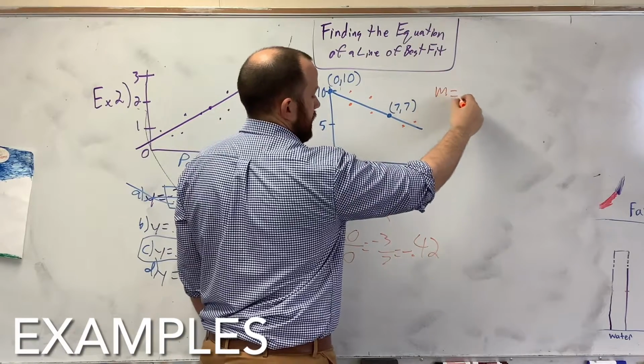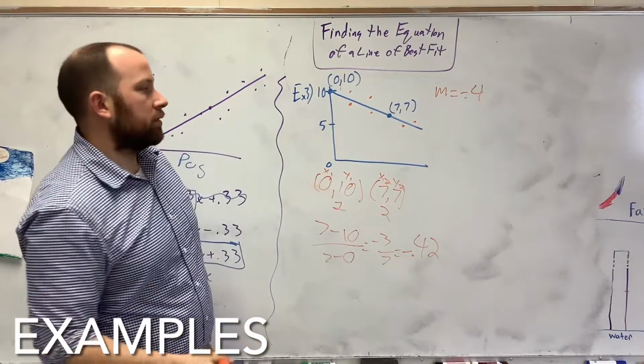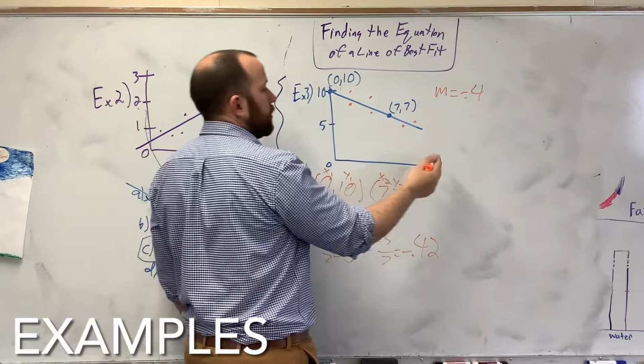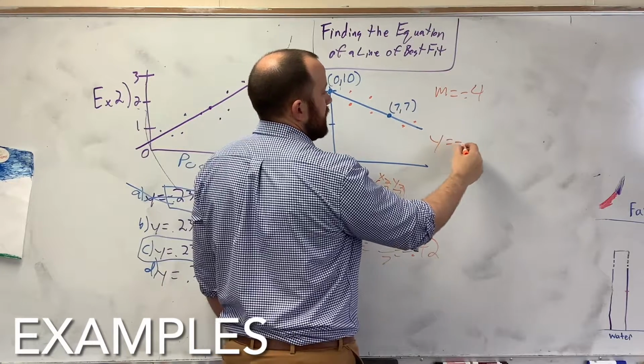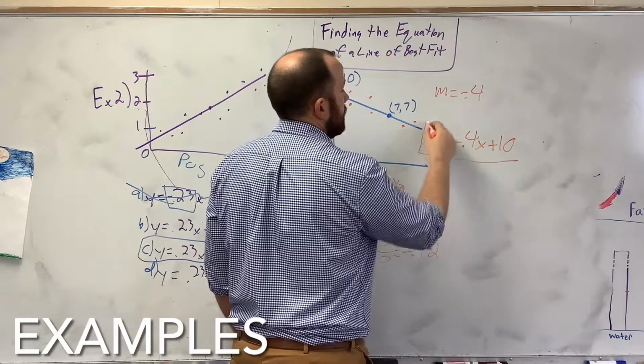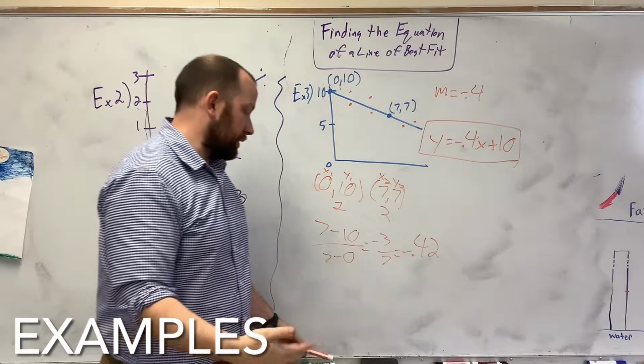So the slope is negative 0.4, let's just call it negative 0.4 for ease. Now I already know what my y-intercept is because it's where the line crosses. So y equals negative 0.4x plus 10. And there's my equation. That was just to show you do it the same exact way that you used to.